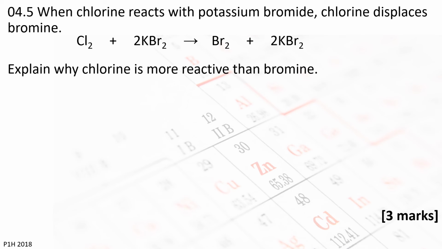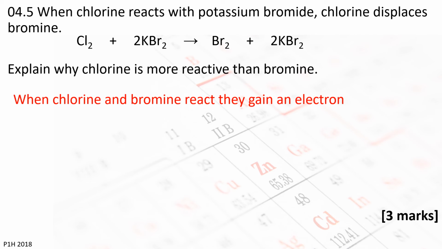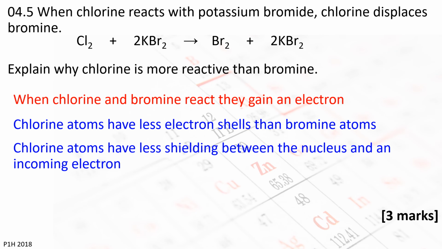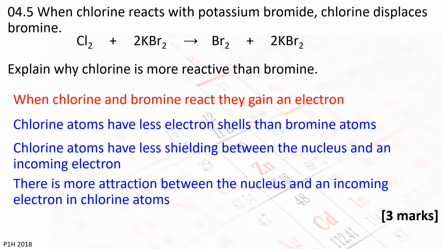Okay, so let's get to addressing the question now. We have seen in the previous diagram that when chlorine and bromine react, they gain an electron. So why would chlorine gain an electron more readily or more easily than bromine? Chlorine atoms have fewer electron shells than bromine atoms. Chlorine atoms have less shielding between the nucleus and an incoming electron. There is more attraction between the nucleus and an incoming electron in chlorine atoms.